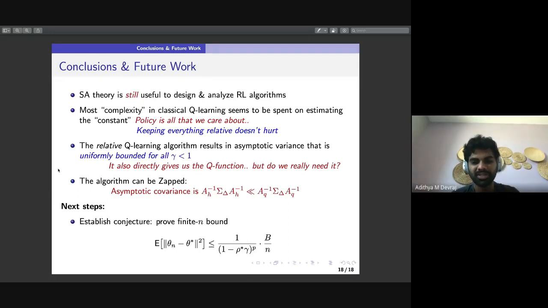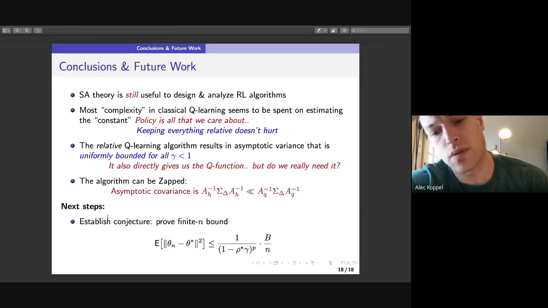So there were two questions related to matrix momentum and Hessian. Sure, we can use matrix momentum techniques to get a matrix momentum relative Q-learning algorithm from this, and that will have the same asymptotic covariance as the ZAP algorithm. But we proved the results only for the linear case. We can extend the algorithm, but I didn't understand the second part of your question, I think.